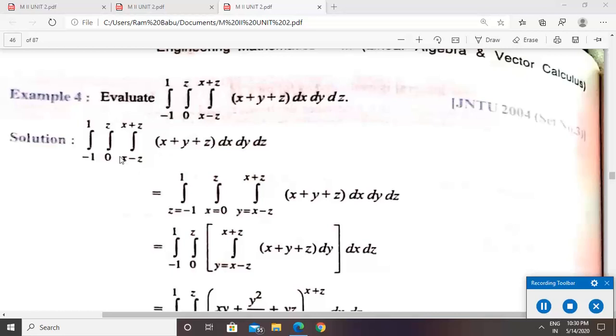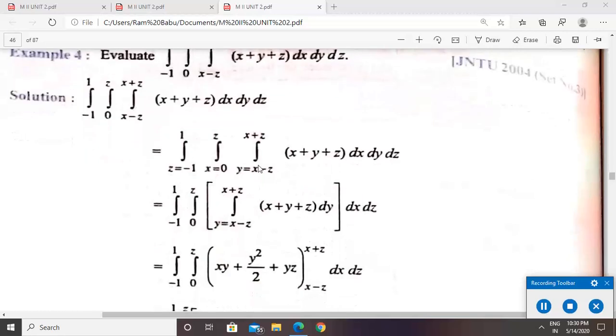Therefore, since the limits are y is equal to x minus z and y is equal to x plus z, we have to integrate this function with respect to z. Therefore, x and y are constants. Now, this is the consideration of limits.